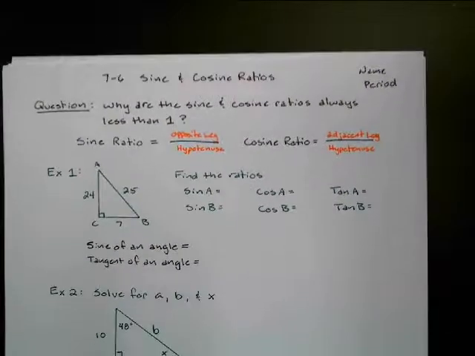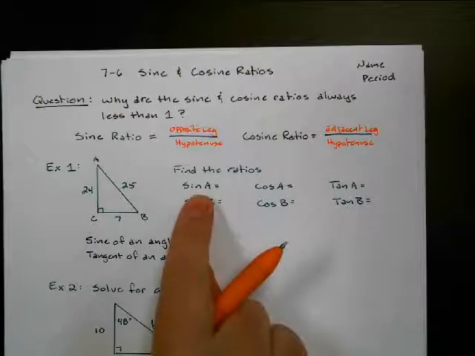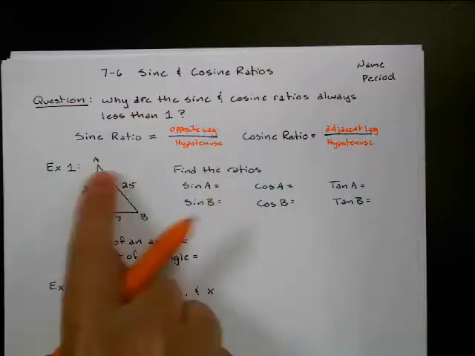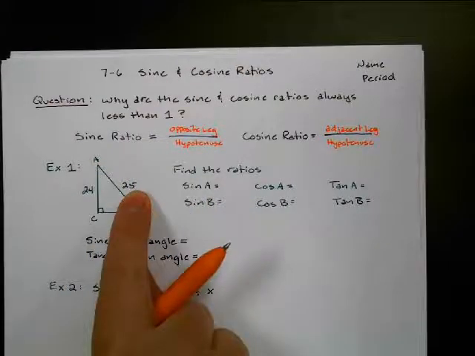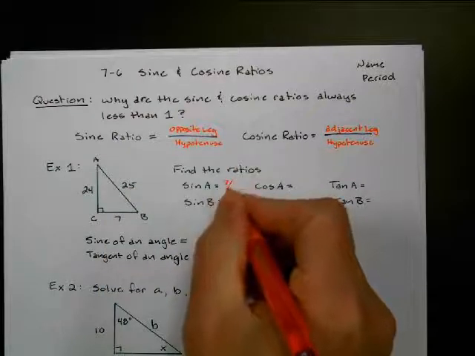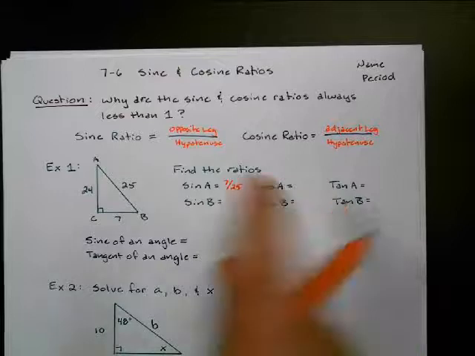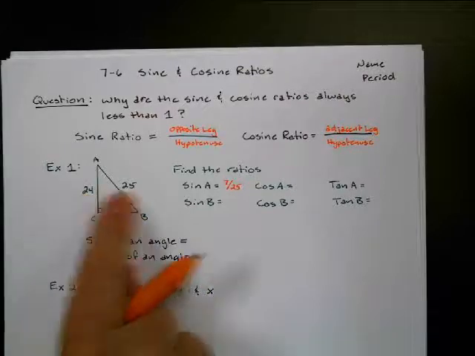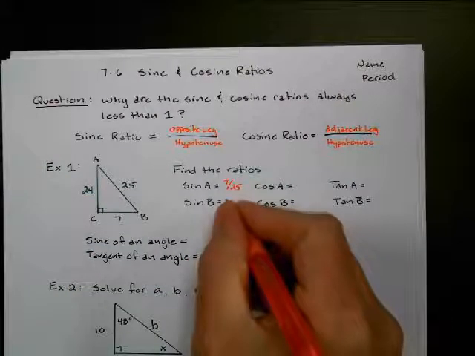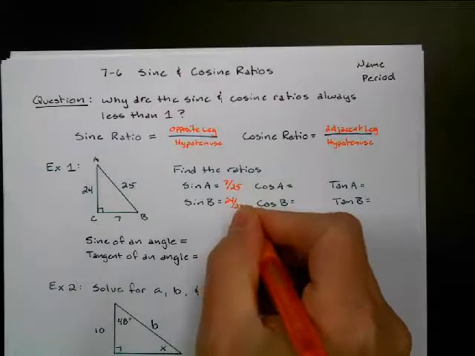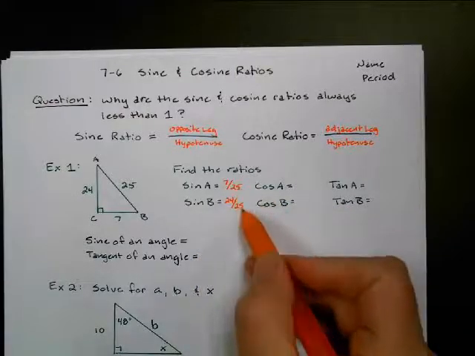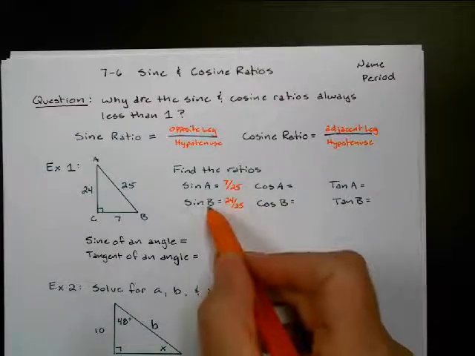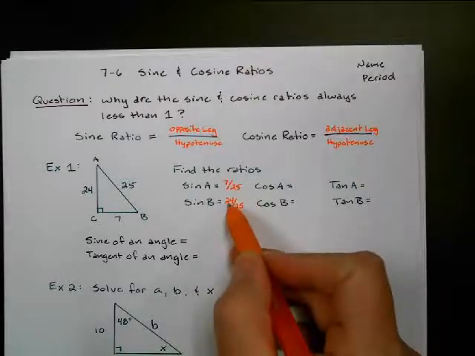All right, so we're going to find the ratios here. So let's look at the sine of A. So here's A. The sine is opposite leg over hypotenuse. So opposite leg is 7, hypotenuse is 25. So this would be 7 over 25. Let's look at the sine of B. Sine of B would be opposite leg over the hypotenuse, 24 over 25. So either way, the 25 was on the bottom because that's the hypotenuse. But when we changed angles, we changed opposite sides.